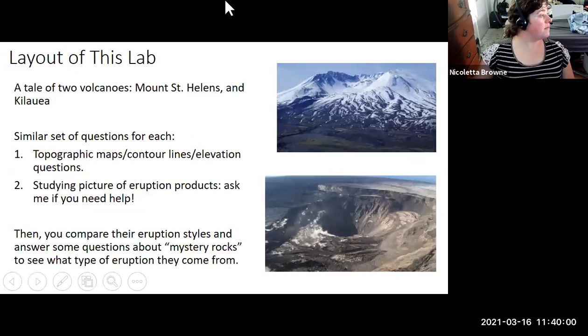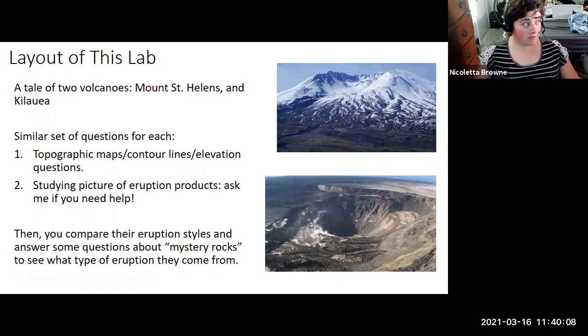Cool. So for today's lab layout, we will be studying two volcanoes and two styles of eruption associated with those volcanoes: Mount St. Helens and the Cascade Volcanoes in Washington, as well as Kilauea Volcano in Hawaii. And for each you're going to answer some questions about a topographic map that's provided on Canvas showing each volcano. You'll answer some questions about the scale of the map, how far apart the contour lines are spaced, and so on. And you'll also study some pictures of volcanic rocks produced at each volcano to compare them. You will also answer some questions comparing eruption styles at each volcano, thinking about which one is more dangerous.